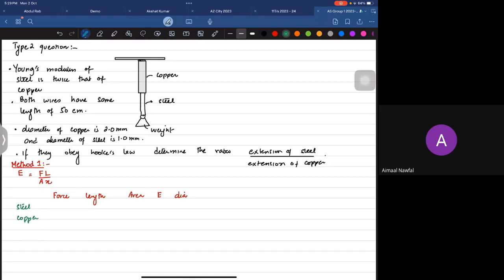Now, obviously, they are connected with the weight, and obviously, they're in series. We've learned that in series, the force is the same in both of them, which means both will face the same force, which is the weight. They have the same length, 50 centimeter. The other one also has 50 centimeter. Now, we do not know the area, but we do know the Young's modulus of steel and the modulus of copper. Do you guys get it? Please let me know if this is confusing for you.